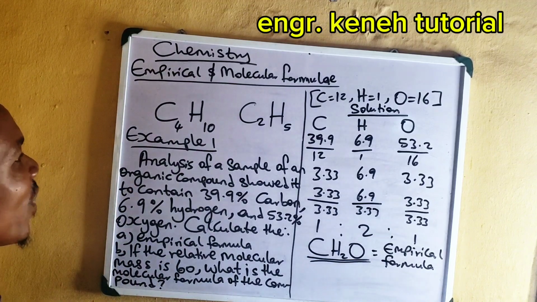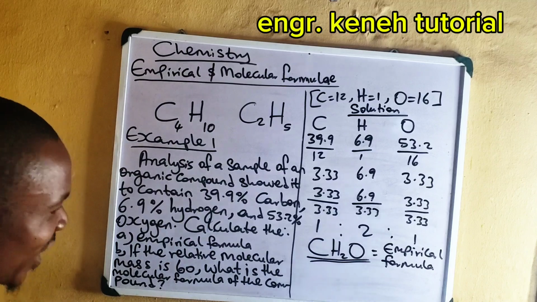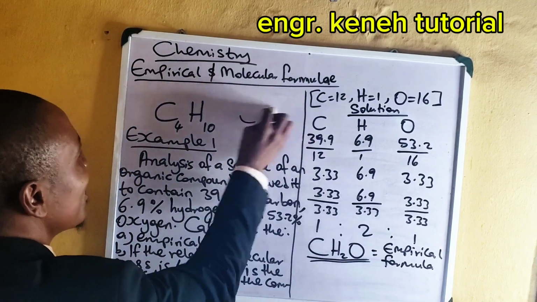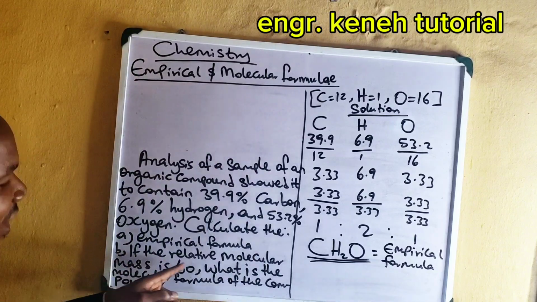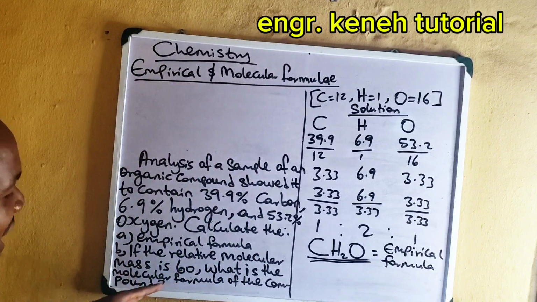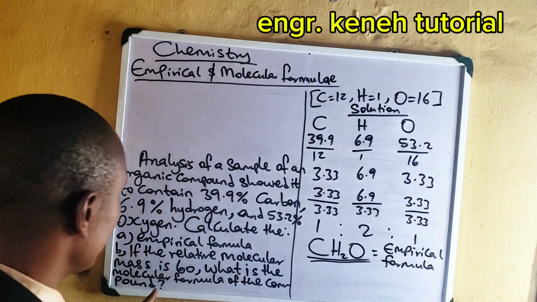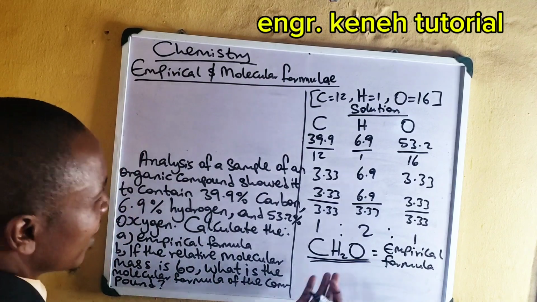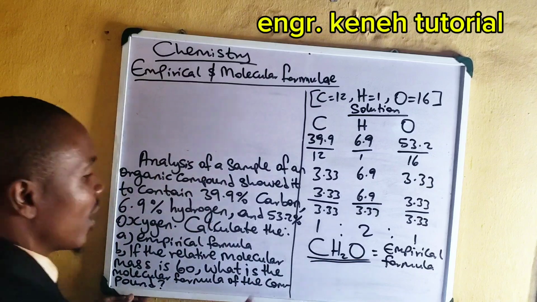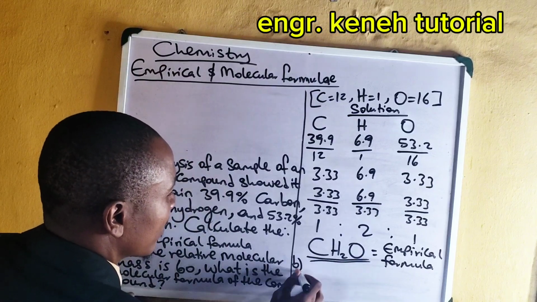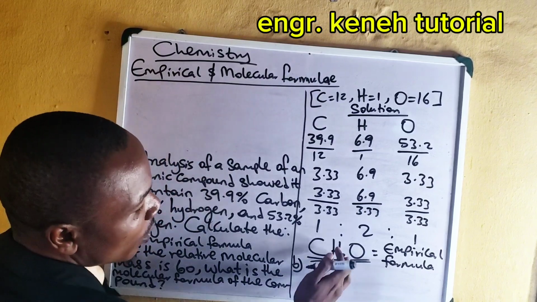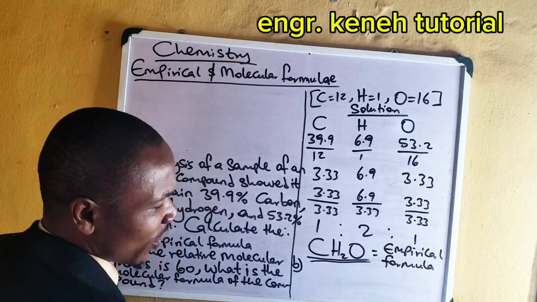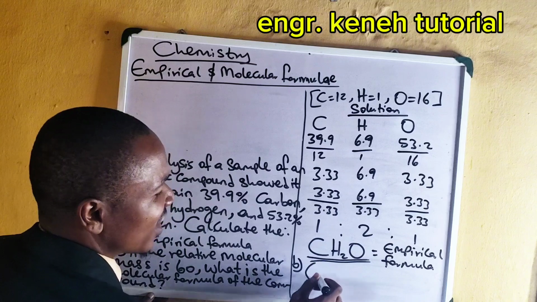The B says that we should find what? The molecular formula. As you can see, we don't have enough space here. Let me solve it here so that it will be comprehensive enough. The B says if the relative molecular mass is 60, what is the molecular formula of the compound? All right. Let me start from here. So I have B part of it like this. I will pick this empirical formula. We make use of empirical formula to find what? Molecular formula.